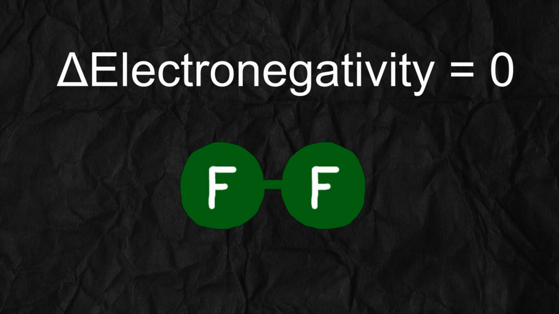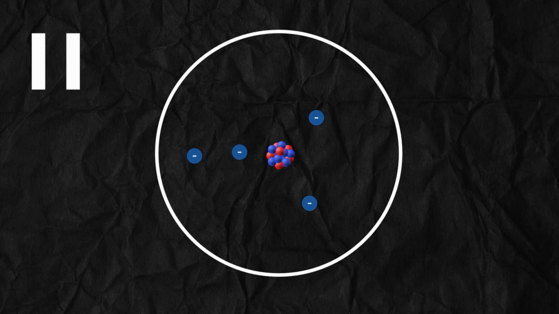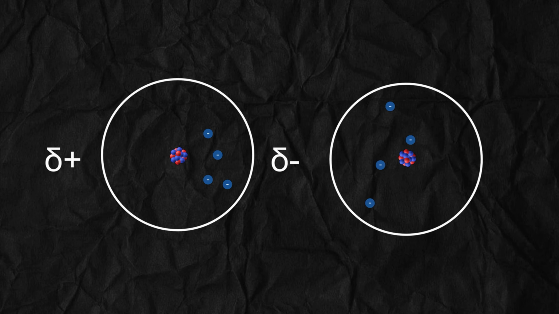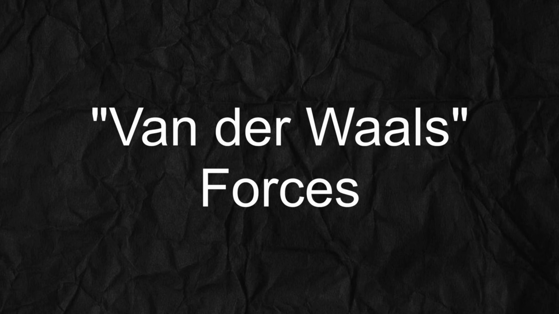But even if molecules are not polar at all, there can be electrostatic forces acting between them. How? Electrons move around inside the atoms, and by pure chance, they can end up on one side of the atom, creating a momentary dipole, which influences other particles next to it to become a dipole as well. At least for a very short time, as the electrons keep moving and the dipole disappears. This is called the van der Waals forces.